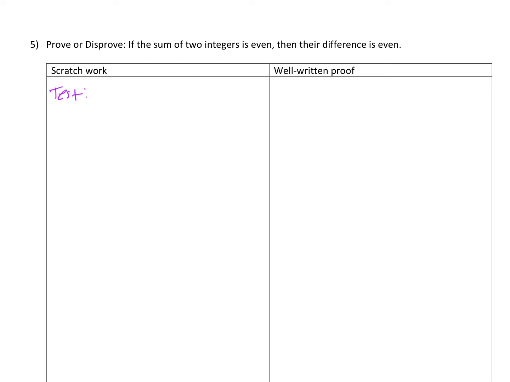Okay, so 8 is even. I'm going to write that as the sum of two integers, like 3 and 5. So the sum of two integers is even. Does that mean that their difference is even? If I do 3 minus 5, I get -2. So 3 and 5, their sum is even and their difference is even. So that works.